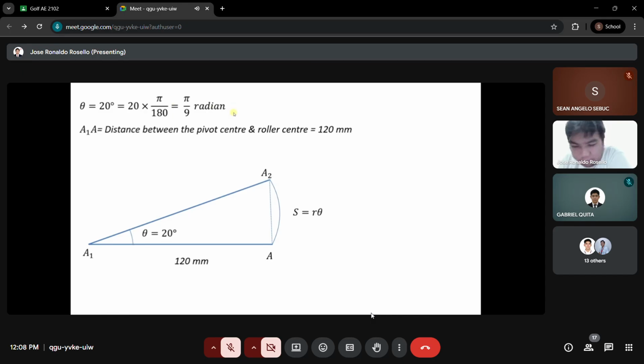Now A1A is the distance between the pivot center and roller center. So A2 is the roller center and A1 is the pivot center, and that distance is given as 120 mm. So this is our radius.